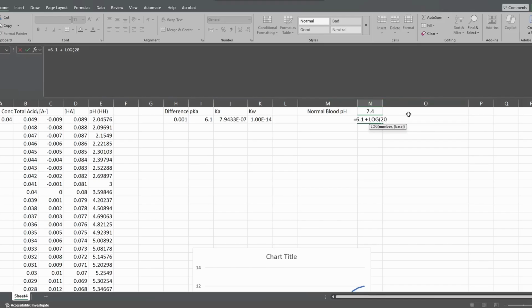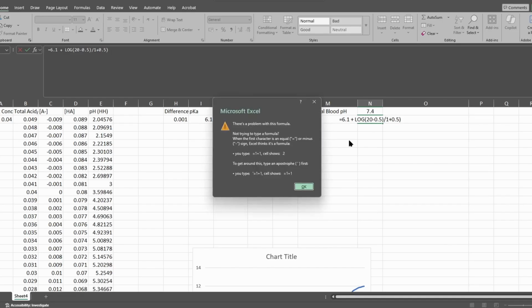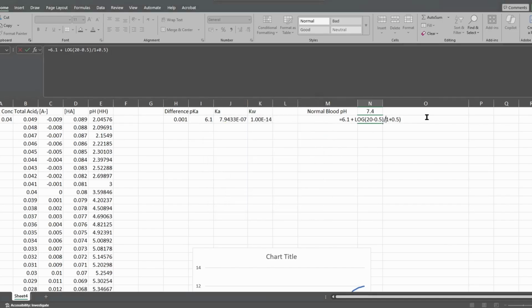So if we add 0.5 unit of strong acid, we will have 0.5 deducted from here, and we will have 1 unit added here. Okay, and we can write the formula like this. So if we add 0.5 unit, this will be the pH for the acid.